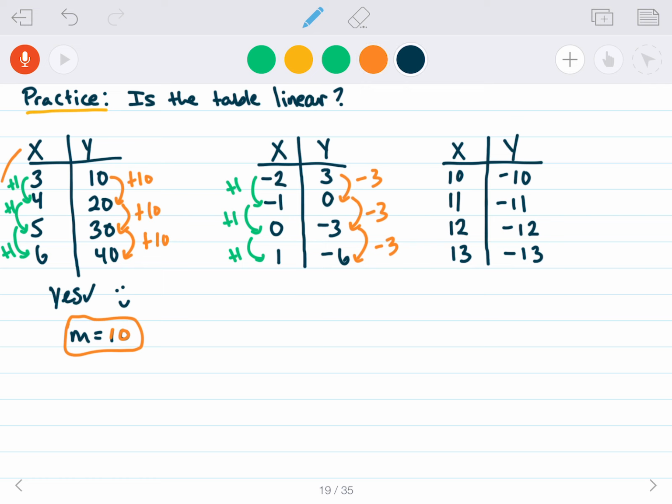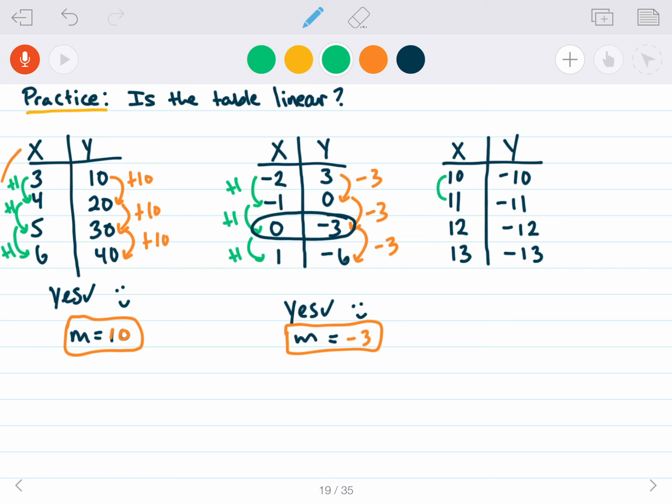So yes, this is linear because now we are decreasing by a set amount. When x increases by 1, y decreases by 3. So that is our slope. Our slope is going to be -3. And what would our y-intercept be? Well, our y-intercept happens when x is 0, so our y-intercept here is -3. Now here we don't really know it, but we'll be able to figure it out, as I'll show you guys in a little bit. Okay, let's look at the next one.